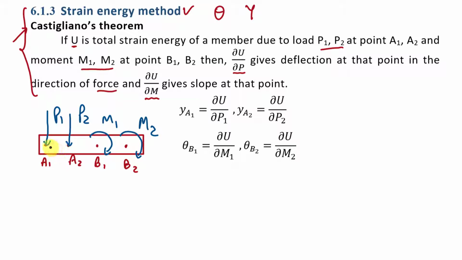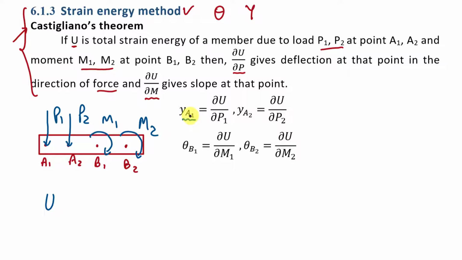And let's say the energy stored in this body due to these two loads and these two moments is U. That means the total strain energy in this body is U due to the loads P1, P2 and the moments M1, M2. Fine? So if this is the case, then Castigliano's theorem says that we can find the value of deflection at points A1 and A2, that is YA1.